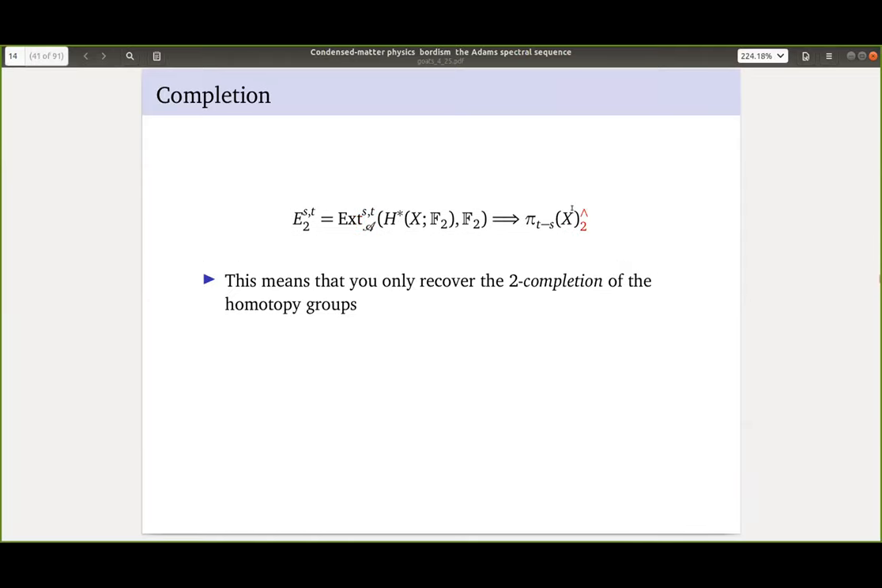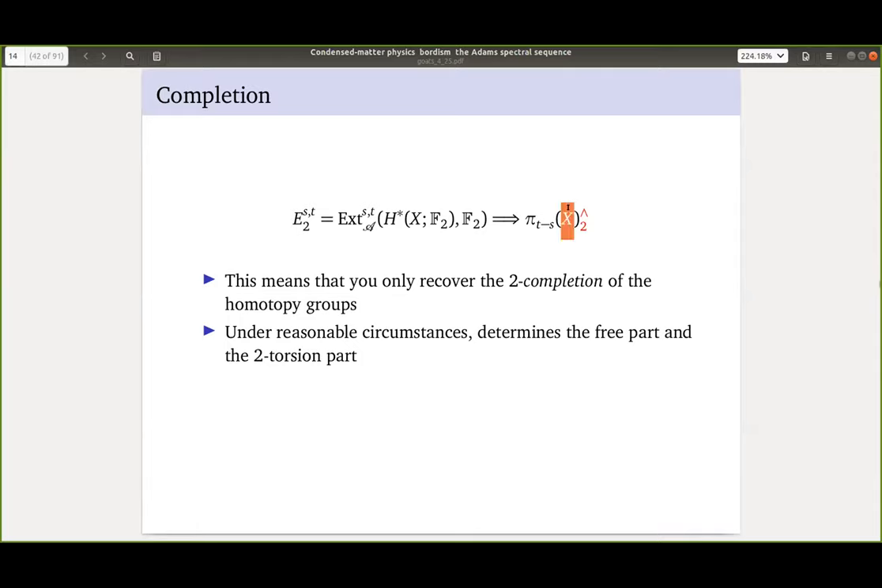Finally, this thing says that you only recover the two-completion of the homotopy groups. Under reasonable circumstances, including any choices of X that you might consider for computing spin bordism, these Thom spectra, what this tells you is the free part of the homotopy groups and the two-torsion part. And that's it. There's no information on odd primary torsion.